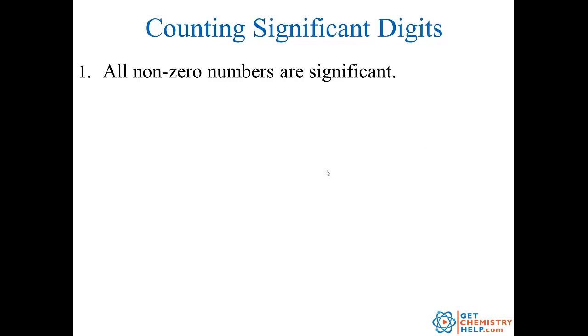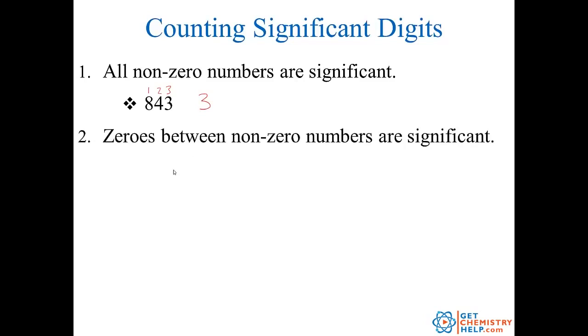Well, how about then for non-measurements? Maybe you're just given a number and you want to figure out how many of those digits are actually significant. Okay, well the first rule says that all the non-zero numbers are significant. So for example, 843. All of these numbers are significant. So we've got 1, 2, 3. So this one has 3 significant digits, or sig figs.